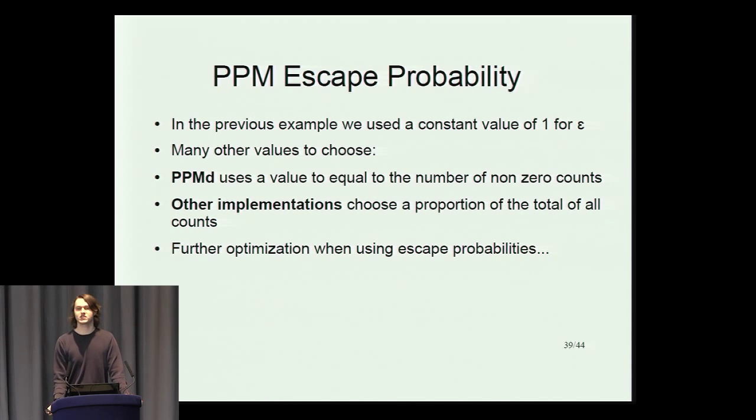You noticed I was keeping a constant value for our escape symbol here. This choice was somewhat arbitrary. You can use many different values, and many different compression schemes have. PPMD, for example, uses a value equal to the number of non-zero counts, because the more new symbols you encounter, the more likely it thinks you are to encounter even more new symbols. Other implementations simply keep it as a constant proportion of the total counts. Really, it depends on your input data what the best choice for escape is.